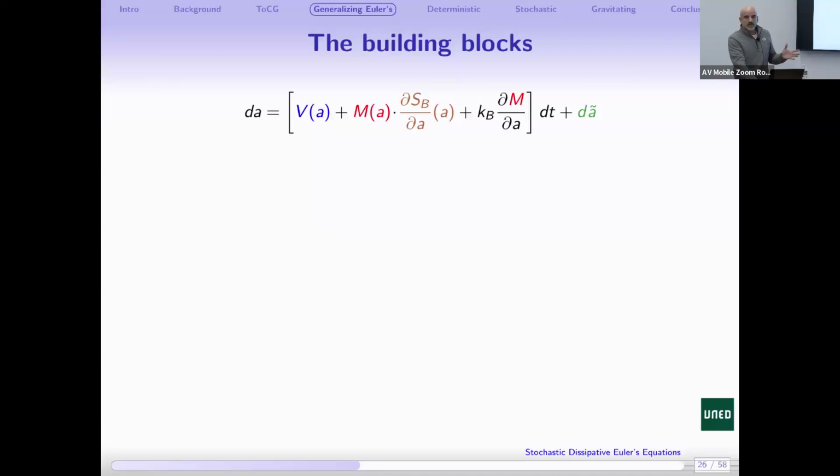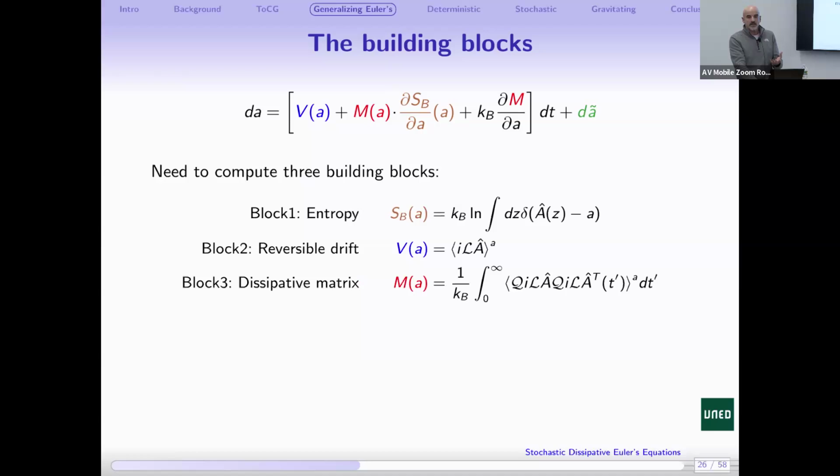Okay, the building blocks. We have this stochastic differential equation, and we have to compute 3 quantities: the entropy, the reversible drift, and the dissipative matrix. So let's go for it.